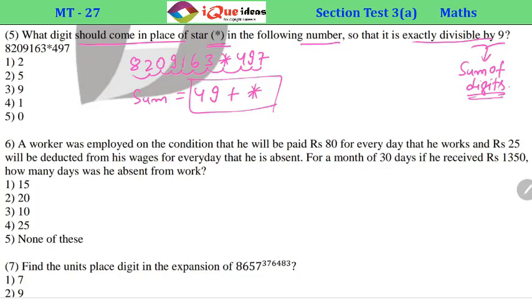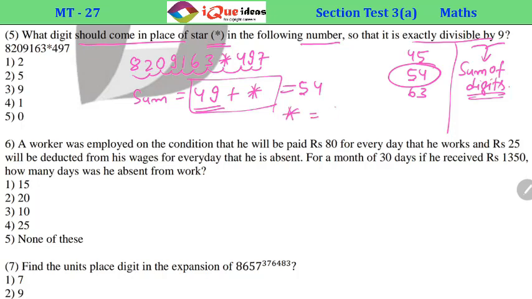Now if you read the table of 9, 9 5s is 45, 9 6s is 54, 9 7s is 63. So the closest possible number above 49 and divisible by 9 is 54. So we can say it is equal to 54. From here the star value will be 54 minus 49, which is 5. If you take the next number, let's say 49 plus star equal to 63, in that case star will be equal to 14. That would be wrong because 14 is a 2-digit number. Our star here is a single digit number. So the answer has to be 5. So option 2 is the correct answer.